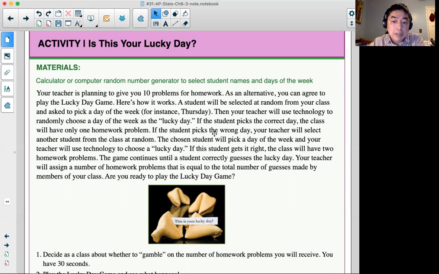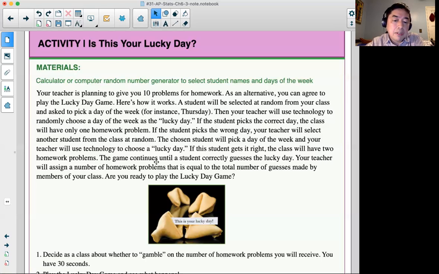If the student picks the wrong day, your teacher will select another student from the class at random. The chosen student will pick a day of the week, and your teacher will use the technology to choose a lucky day. So this time, if the student picks Wednesday, the technology has to match Wednesday. If the student gets it right, the class will have 2 homework problems.